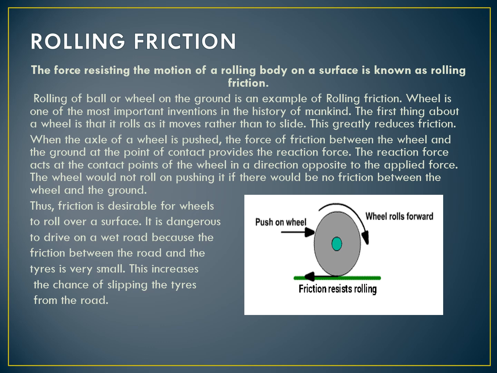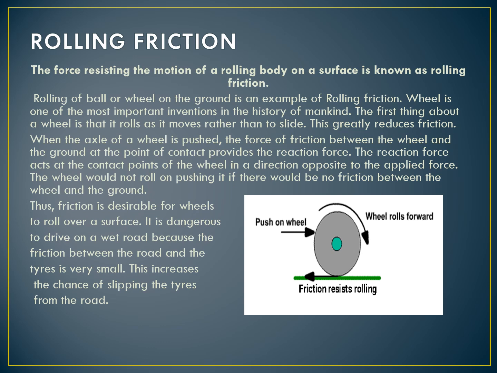When the axle of the wheel is pushed, the force of friction between the wheel and the ground at the point of contact provides the reaction force which is opposite to the applied force. The wheel would not roll on pushing it in the absence of friction between the wheel and the ground. Instead, it will start slipping over the surface. It means that friction is necessary for rolling a body over a surface.